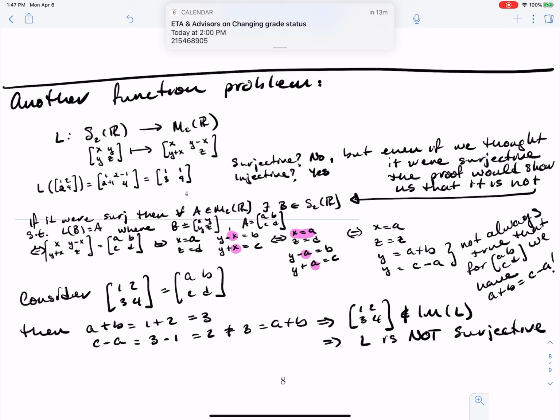That's a little bit special. Sorry, I just wrote that down. Here it is. X is equal to a, and this should be z is equal to d. Correct that. This should be z is equal to d. And then what we have is y is equal to a plus b. That's just solving this equation for y.